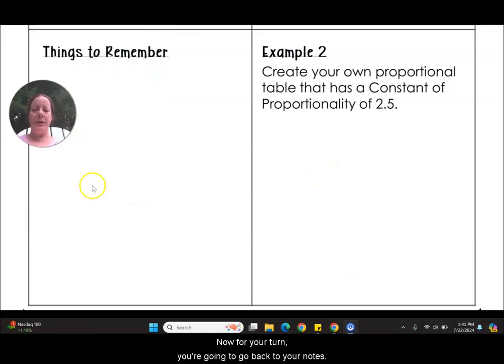Now for your turn. You're going to go back to your notes. I want you to jot down anything that might help you remember how to do this so you can refer back to it later without having to look at the video again. And then I want you to make your own table where the constant of proportionality is 2.5.